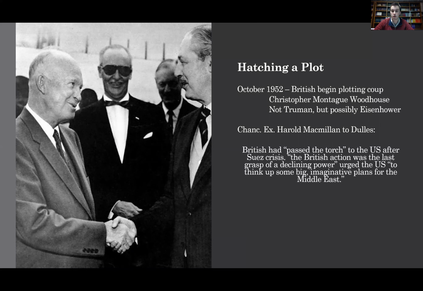And so the British start recruiting the United States to take up the mantle that the British had laid down. Christopher Montague Woodhouse had visited Washington, D.C. in October of '52, and was courting this idea of a coup in Iran, and talked to State Department officials. And what they had told him is that there's no way Truman is going to support a coup, but that President-elect Eisenhower probably would.